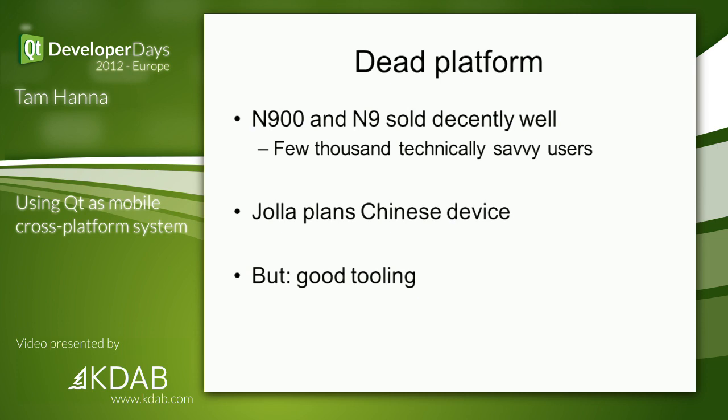So, Jolla plans a device, but the device is for the Chinese market. And as already figured out before, making money in China is very difficult. So, I wouldn't waste much time on Mego, but if the app ports over easily, I mean, if there is a fruit hanging low and you're hungry, why don't you pick it up?